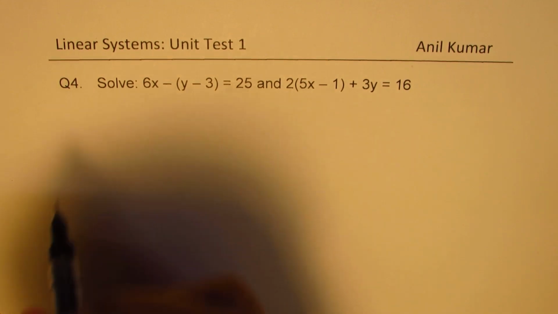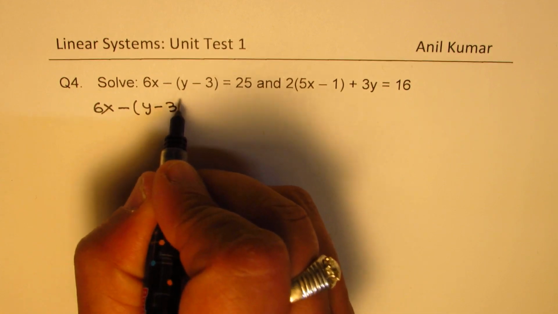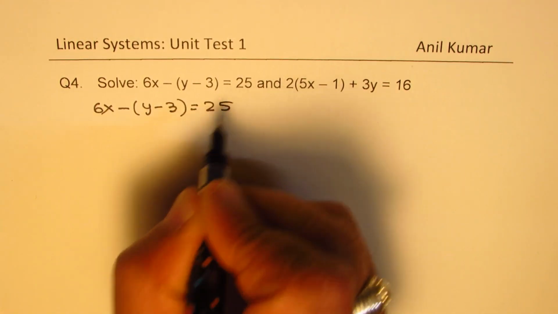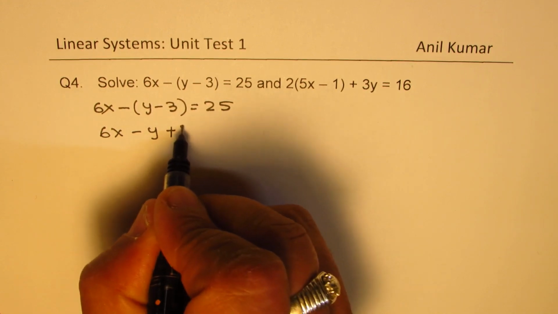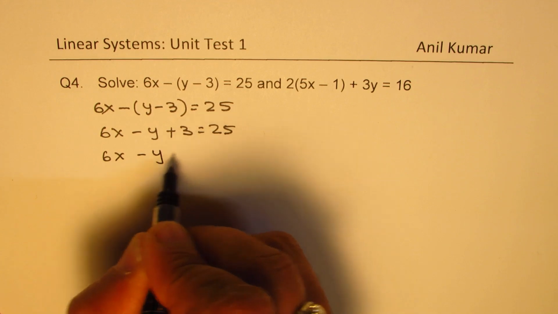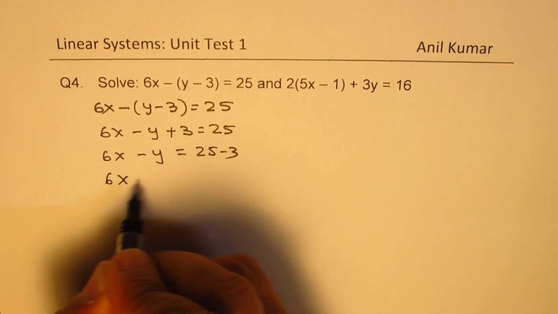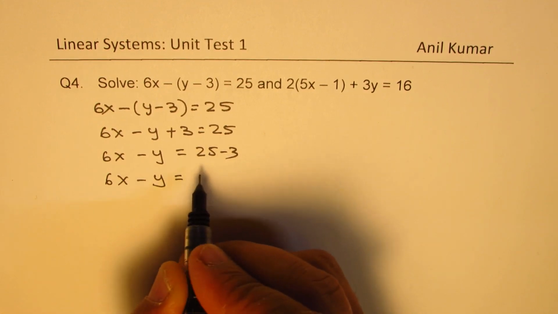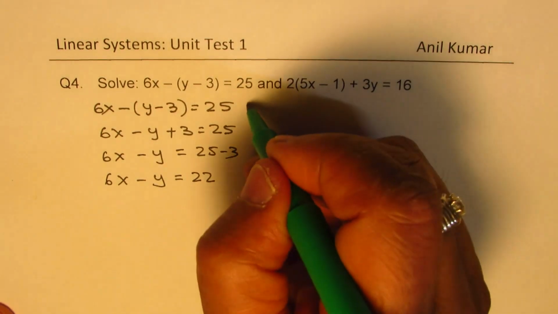So the first equation is 6x minus y minus 3 equals 25. Let's simplify this. So we get 6x minus y plus 3 equals 25. We can say 6x minus y equals 25 minus 3, or we get 6x minus y equals 22, right? So that's the first equation we have simplified.